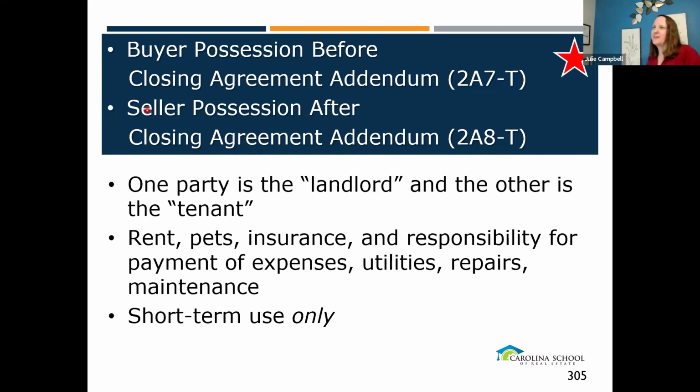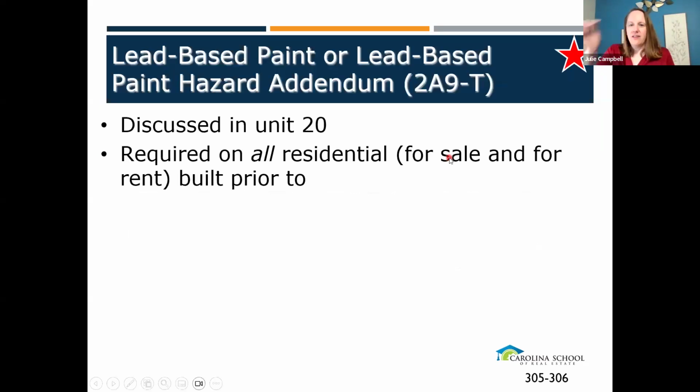So, possession agreements. Here's our lead-based paint or lead-based paint hazard addendum that we talked about in Unit 20. This is required on all residential properties, may they be for sale or for rent. Anything built prior to, what's that magic year? Scream at the camera at me. 78. There it is. Anything built prior to 1978.